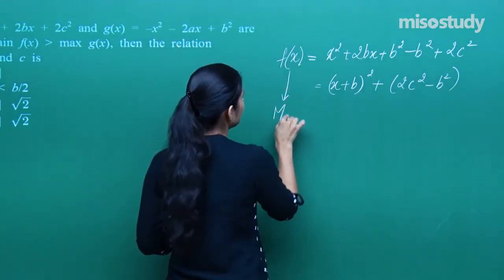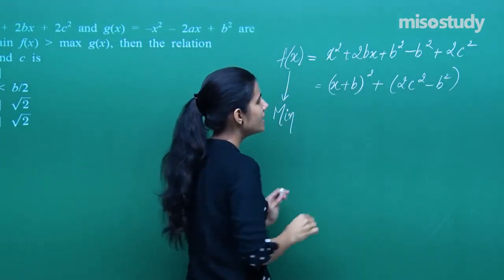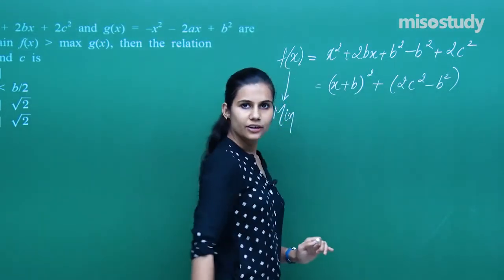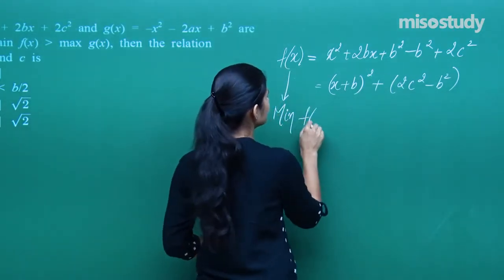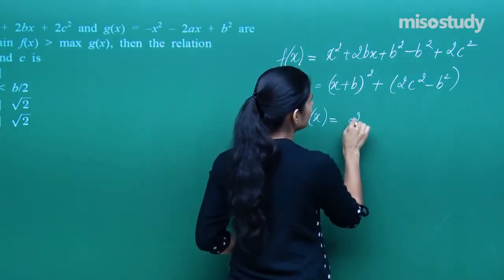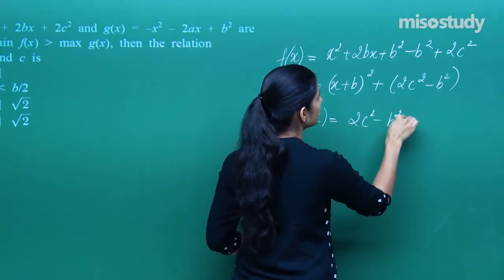F is going to be minimum when this is 0, because this is always non-negative, right? So the minimum of f(x) will be when this expression is 0. In that case you get 2c square minus b square.